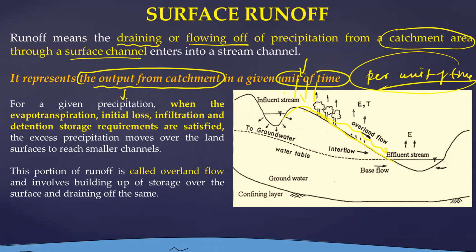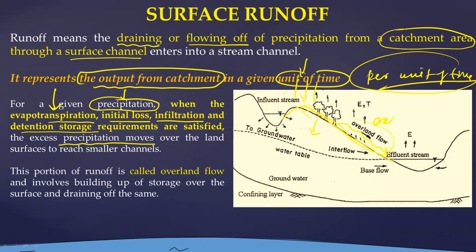So for a given precipitation, and precipitation could be in any form, ultimately it melts down to form water, even if it is in glacial form or in the form of a blizzard. So when the evapotranspiration, initial loss, infiltration, and detention storage, all these words are very important. Remember these keywords here. When these requirements are satisfied, the excess precipitation moves. It means first of all that things on the surface may absorb some water, and some water will infiltrate as well.